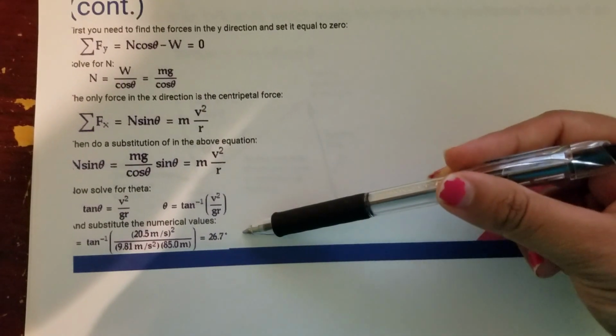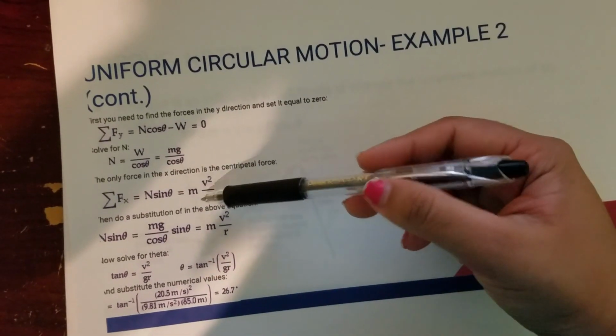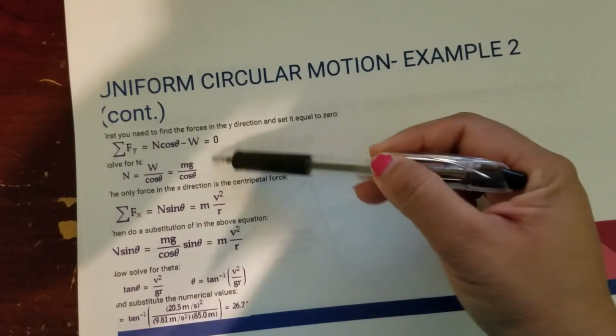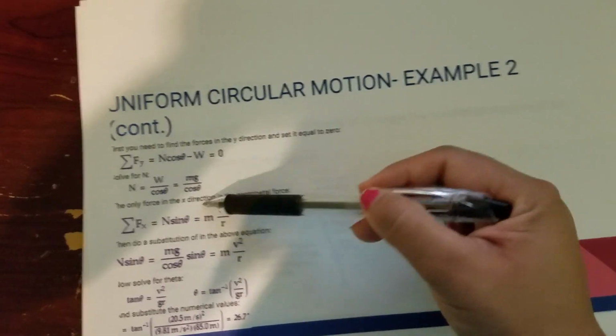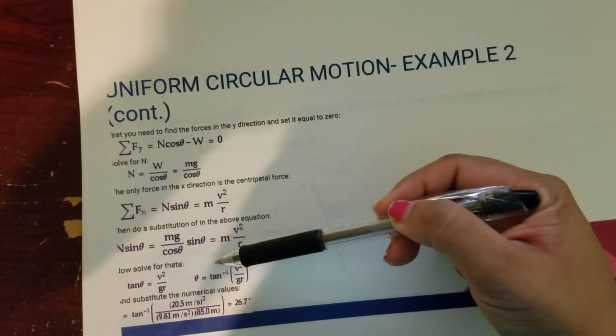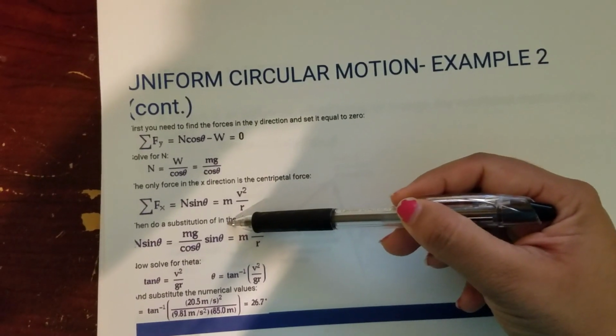And then you substitute the numerical values. To explain more on this, N equals mg over cosine theta, which we found solving for N. So all you do is just plug it in. That's what that means. Sorry if I confused you.